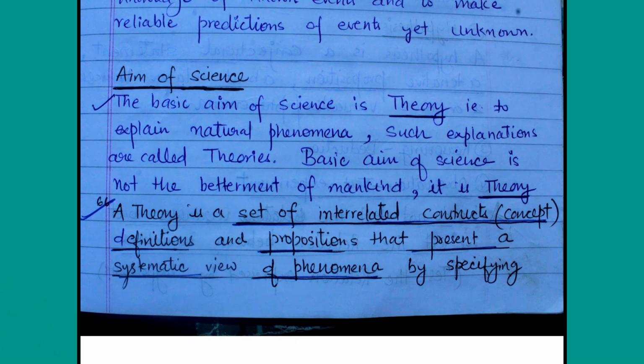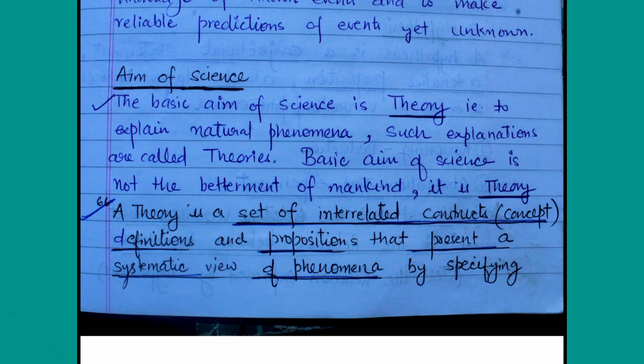So what is a theory? Again, please note, it's a very basic question, and it will also help you to do good research work in your MSc and PhD. A theory is a set of interrelated constructs, concepts. What is the difference between construct and concept? We will look into it in upcoming modules. Construct is different from concept, so please note these two terms.